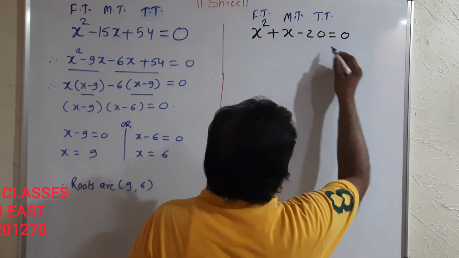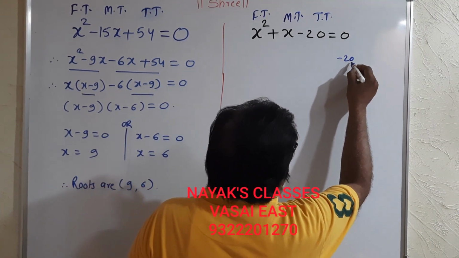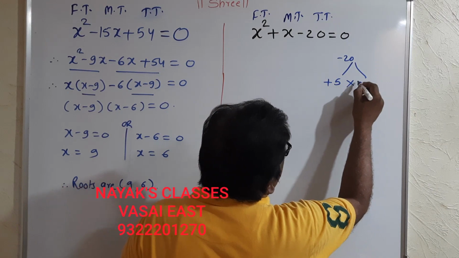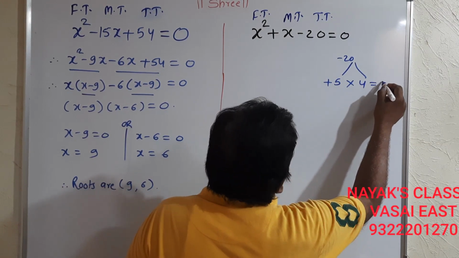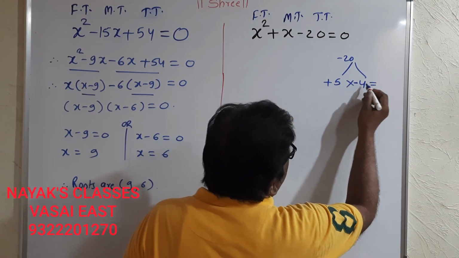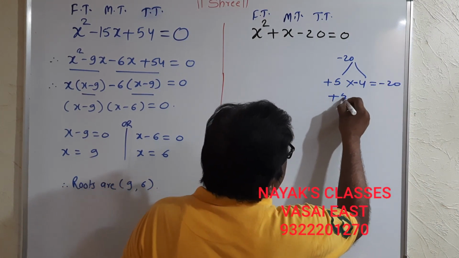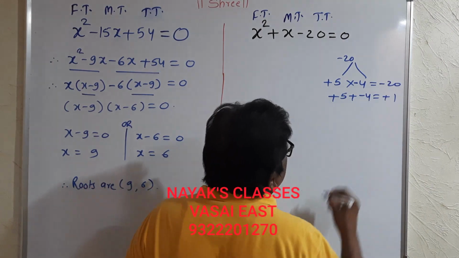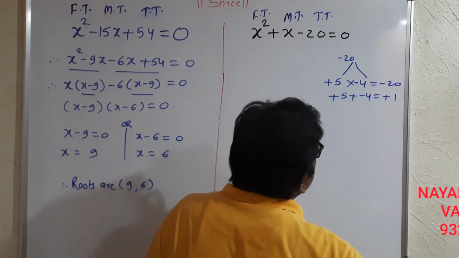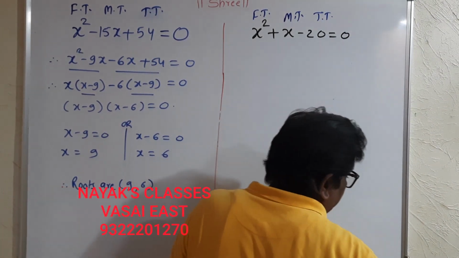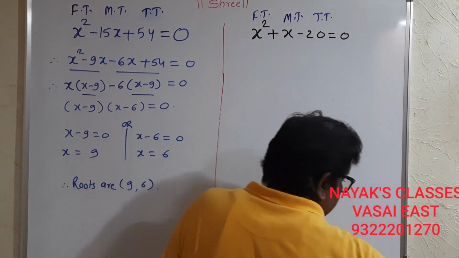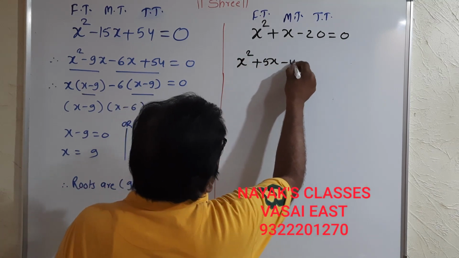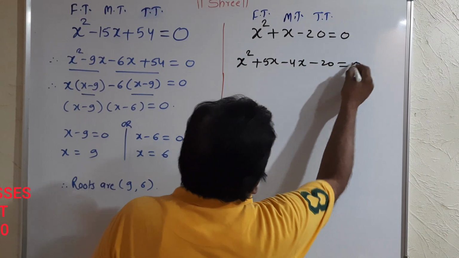So minus 20. We got plus 5 into minus 4, minus 20. Plus 5 plus minus 4 is equal to plus 1. So, using these numbers, we'll get x square plus 5x minus 4x minus 20 is equal to 0.